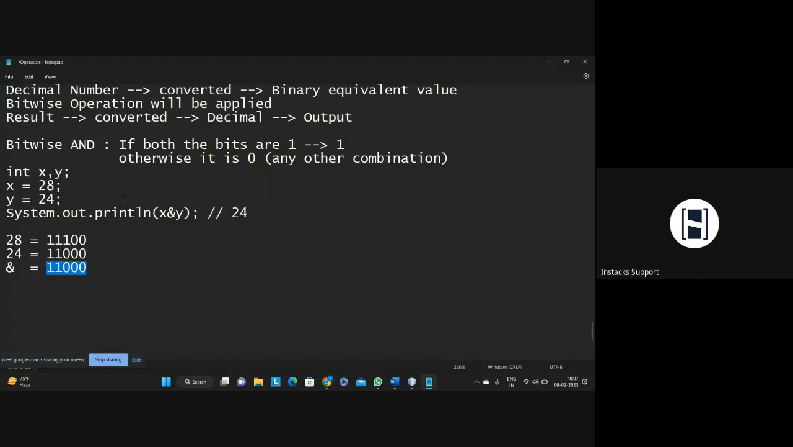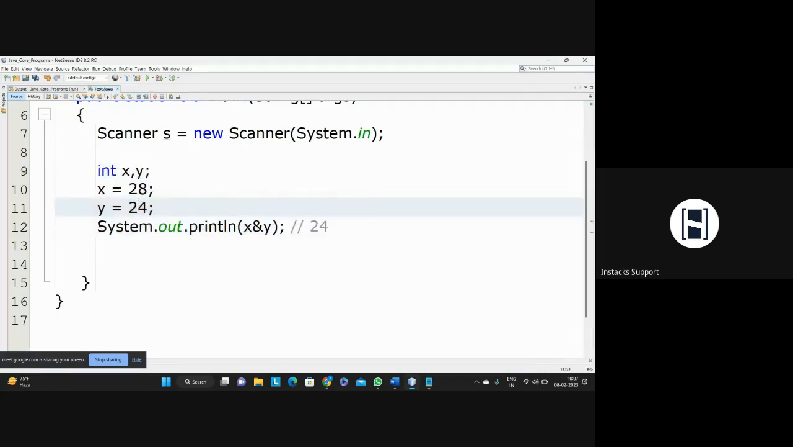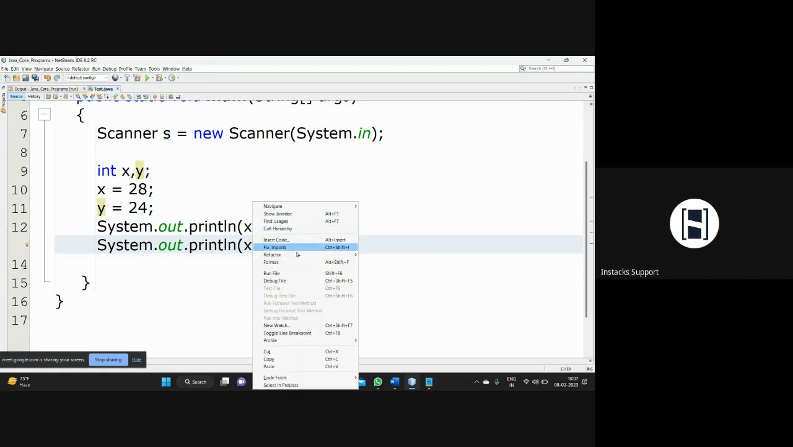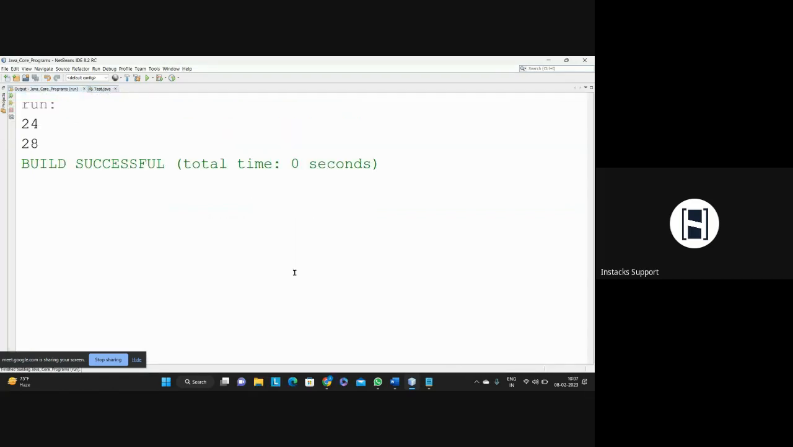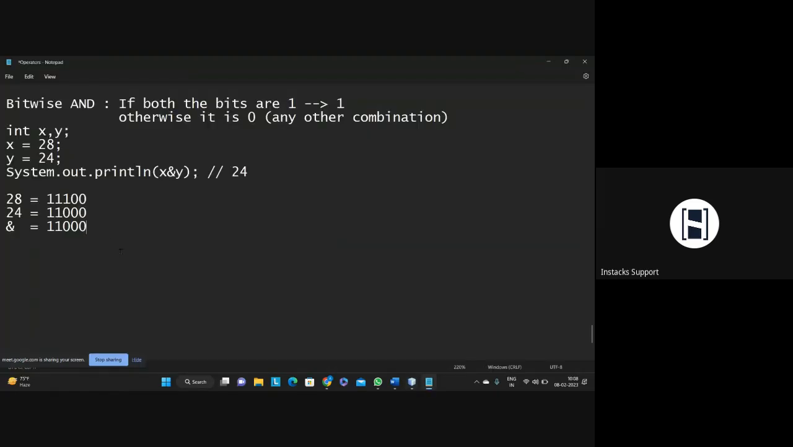Okay, now coming to our OR operator. On the same numbers, let us apply the OR operator. Now I'm just going to say, instead of AND, use our OR operator. See what is the result you're going to be getting. I am getting 28. So what is the result I'm getting? I am getting 28. So let us try to see how.